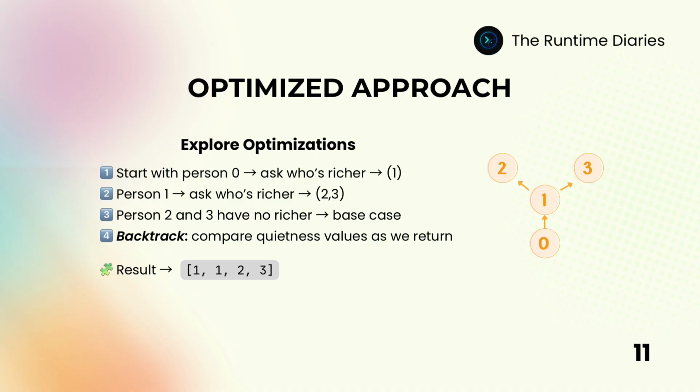Number 1, start at person 0. They ask, who's richer? That's person 1. So step number 2, person 1 asks, who's richer? That's people 2 and 3. Then step 3, people 2 and 3 have no richer connections, so they're base cases. And step 4, backtrack and compare quietness values. At the end, each person's answer points to the quietest person reachable through the richer chain. So the resulting array visually is, from left to right, 1, 1, 2, 3.